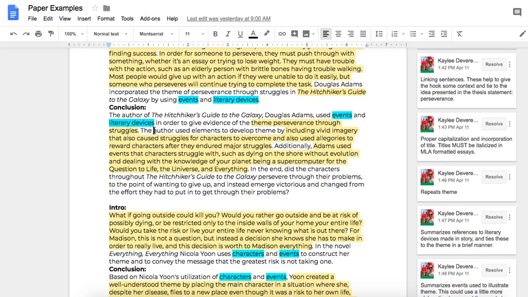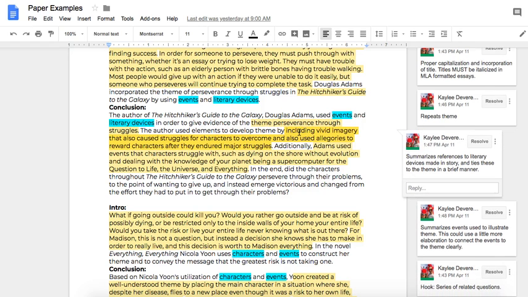Then he goes on to explain in his essay. If we were to read his essay in order, you would see that in one paragraph he talks about vivid imagery, and in another paragraph he talks about events. And so here he's going to summarize what he already told us in his previous paragraphs, just to wrap it all up nicely. The author used elements to develop theme by including vivid imagery that also caused struggles for characters to overcome, and he also used allegories to reward characters after they endured major struggles. So he talked about two different kinds of literary devices, vivid imagery and allegory, in one of his paragraphs.